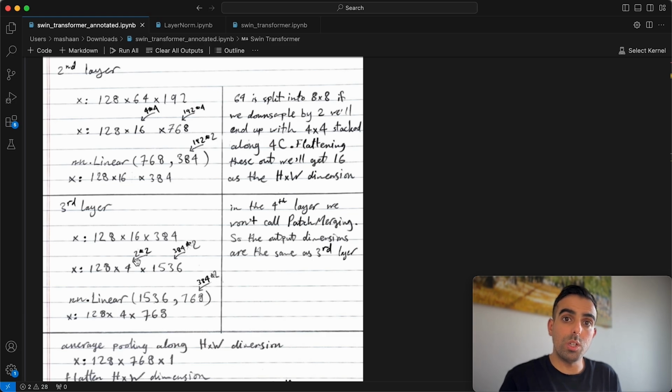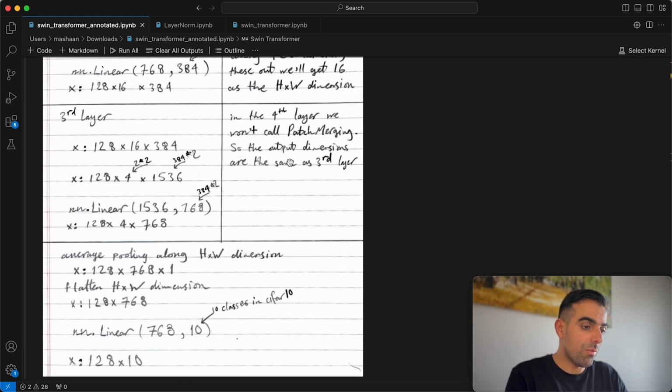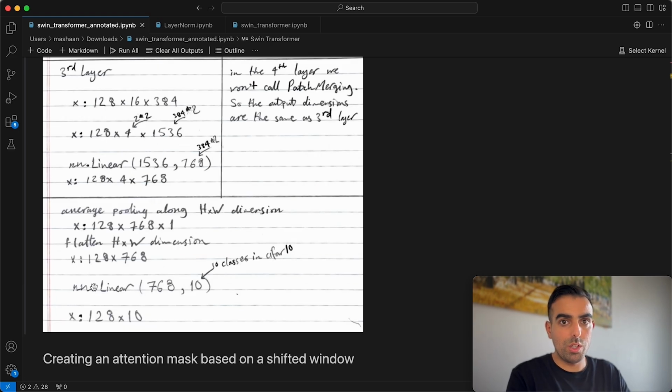It will reduce the number of patches, and it will increase the number of channels. Fourth layer, because the fourth layer does not do patch merging, by the end of the fourth layer we'll end up with 128 times 768 channels times 1. Then we will run the multidimensional array through a linear layer to map the 768 channels to 10 classes.